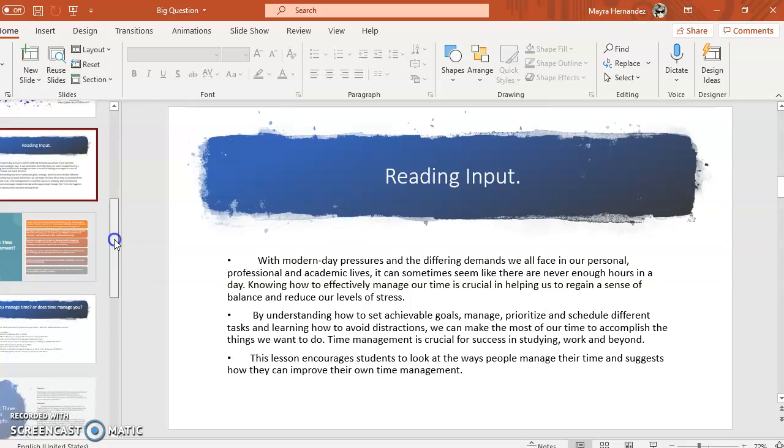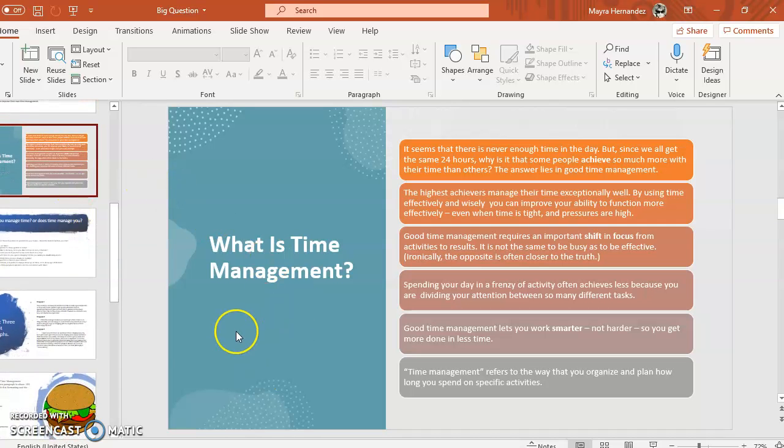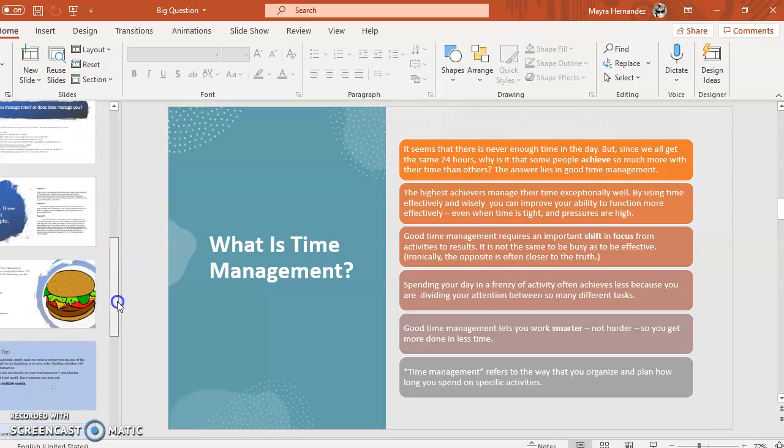Continuing with this line of thought, I get to then the definition of what time management is. So I'm giving here some different ideas, and how people have answered the question of what time management is. And the students at the same time are also getting vocabulary input. They are getting ideas through the different reading input that the students have in this presentation.